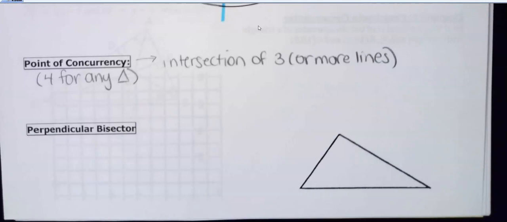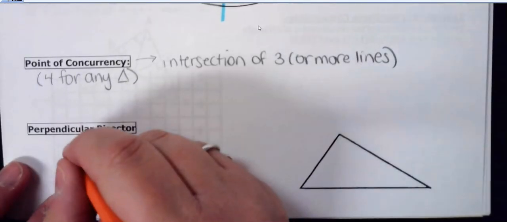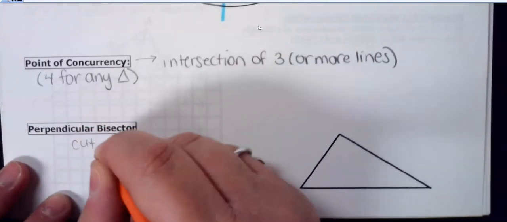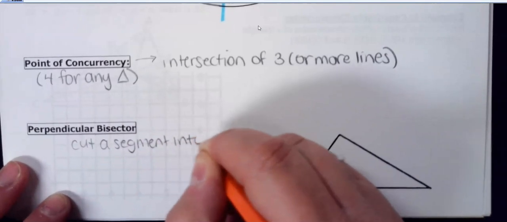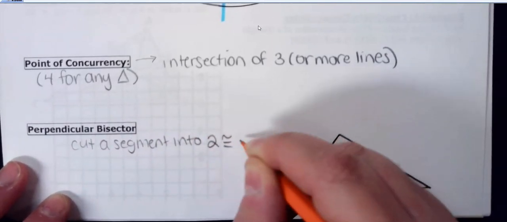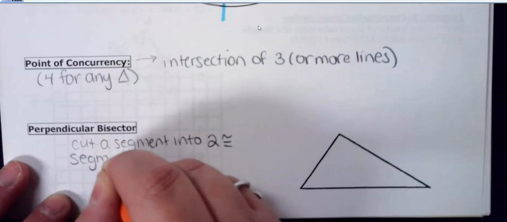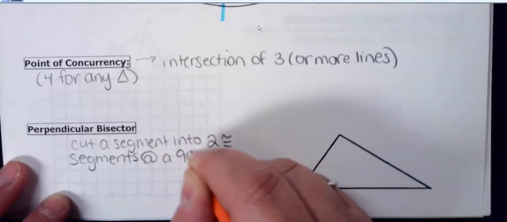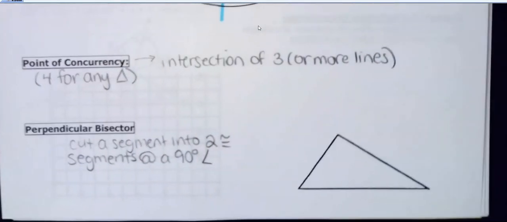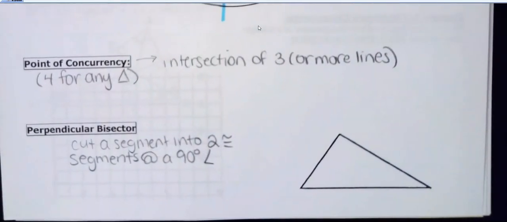Okay, now, just to remind you, I know you know what a perpendicular bisector is, but a perpendicular bisector is going to cut a segment into 2 congruent segments, and it's going to be done at a 90-degree angle. I'm just abbreviating a little bit. So a perpendicular bisector is going to cut a segment into 2 congruent segments, and it's going to happen where it intersects the segment at a 90-degree angle.